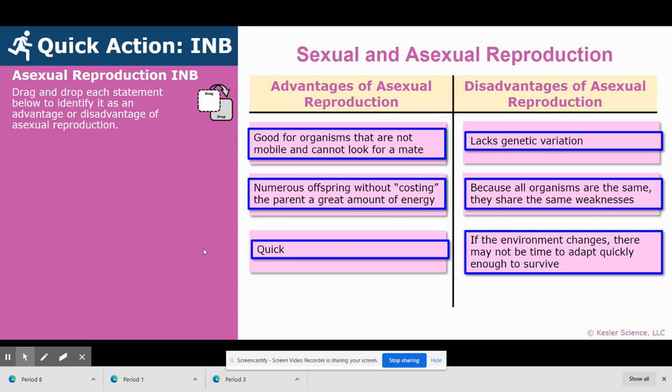All right, so here's another click and drag. You're going to slide the cards for advantages and disadvantages of asexual reproduction. The ones you should have for advantages are good for organisms that are not mobile and cannot look for a mate, numerous offspring without costing the parent a great amount of energy, and that it's quick. And then disadvantages, you should have lacks genetic variation because all organisms are the same, they share the same weakness. And if the environment changes, there may not be time to adapt quickly enough to survive.